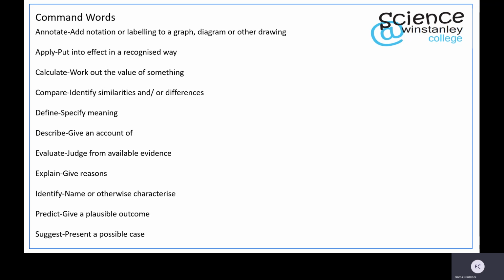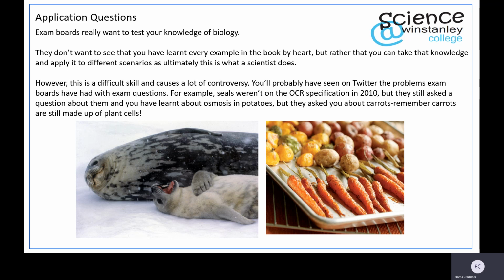Describe is to give an account of or a very basic overview. Evaluate is to judge from available evidence, so that could be a data question. Explain is to tell me why, give me reasons as to why something's happened or happening. Identify, so name or otherwise characterize. Predict is to state a plausible outcome using knowledge you already have. And suggest is to present a possible case, but I want to go more into the suggest questions. So today we're going to look at application questions, but we will look at some suggest questions and some other types of questions as well using these command words.